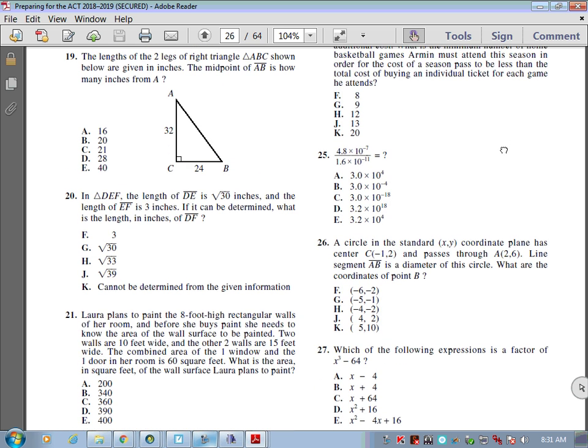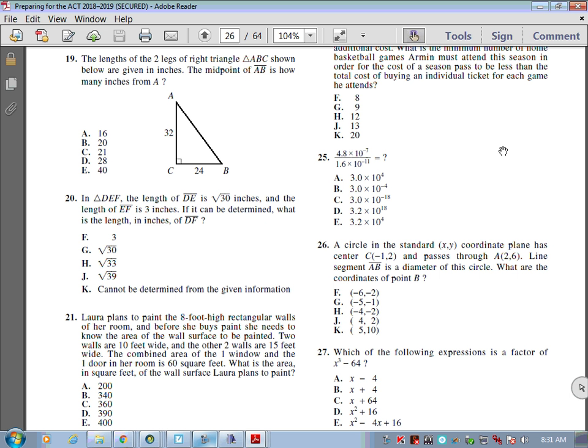19, was this one yours? Okay, 19. The length of two legs are shown. We want the midpoint of AB, how many inches. So we're going to find the length of AB and then divide it by 2, because it's the midpoint.